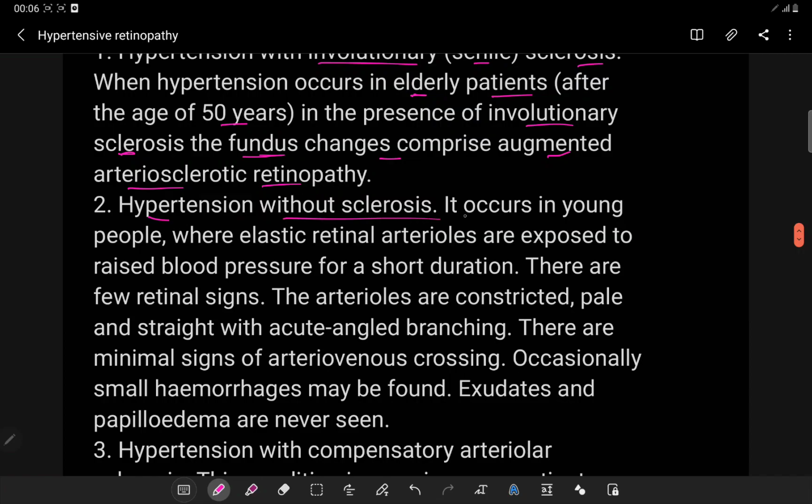We have hypertension without sclerosis, which occurs in young people where the elastic retinal arterioles are exposed to raised blood pressure for a shorter duration. There are few retinal signs. These arterioles are constricted, pale and straight with acute angle branching.